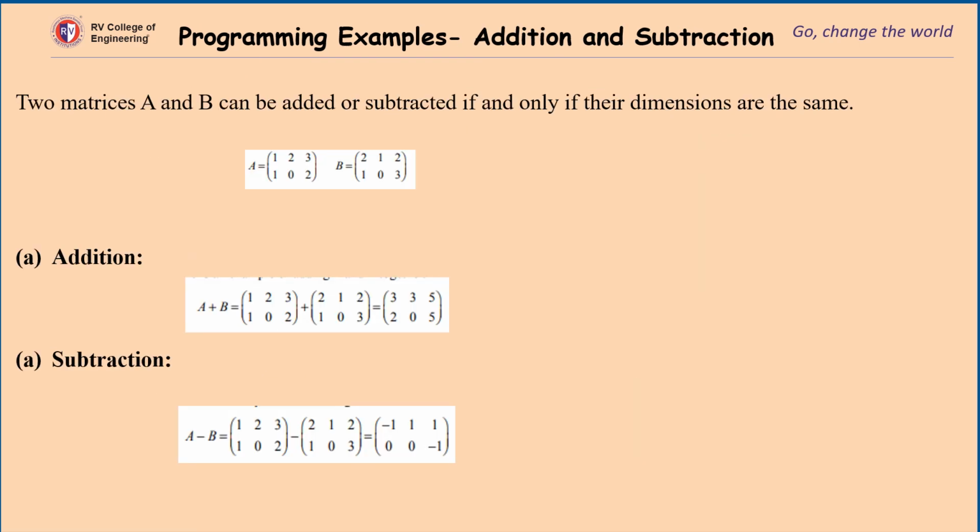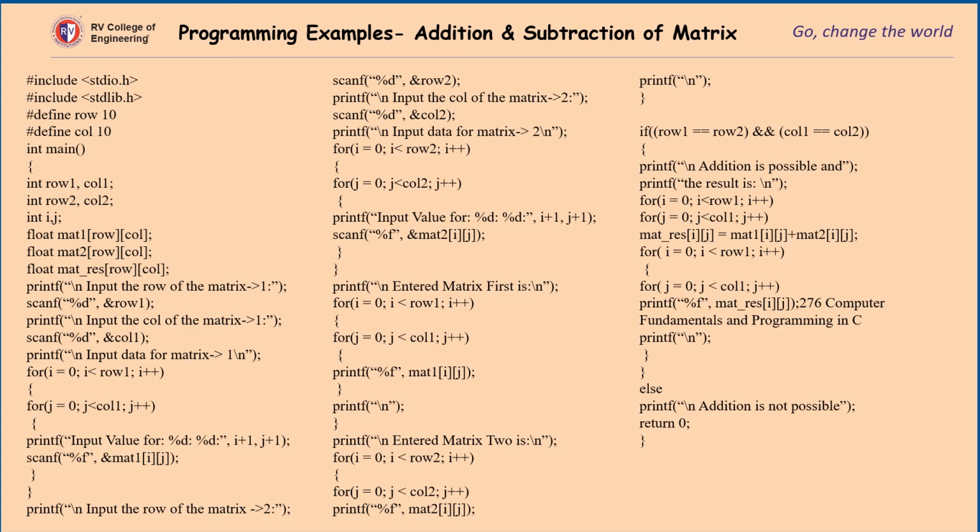On a similar basis, determining the addition and subtraction of two matrices. The condition here is the order of the two matrices must be the same. The order of A and B should be same. So addition is nothing but element by element addition. So it is 1 plus 2 is 3, 2 plus 1 is 3, 3 plus 2 is 5, and so on. Subtraction is also element by element. So have a look at this code.